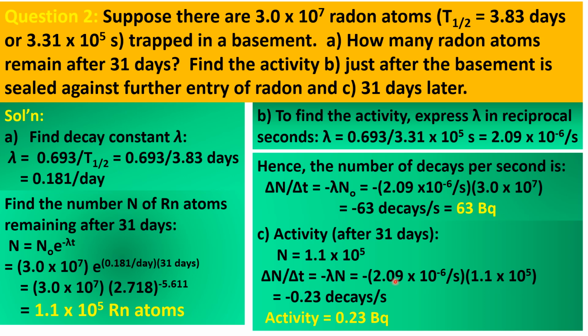So the result, if we do our math, we will get this delta N over delta T amounting to negative 0.23 decays per second, or just omit the negative sign and we can use becquerel as our unit for activity. So as earlier predicted, after 31 days, the activity has already decreased from its original 63 becquerel activity. It's now down to 0.23 becquerel.